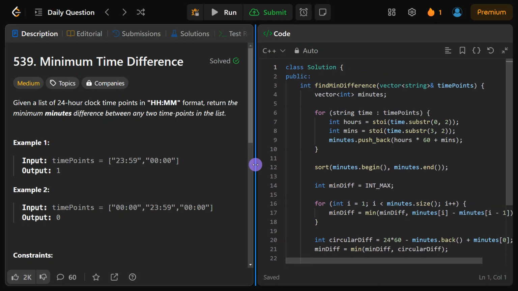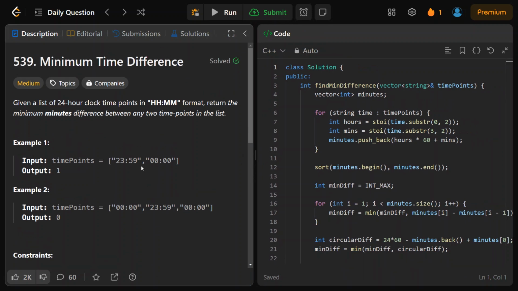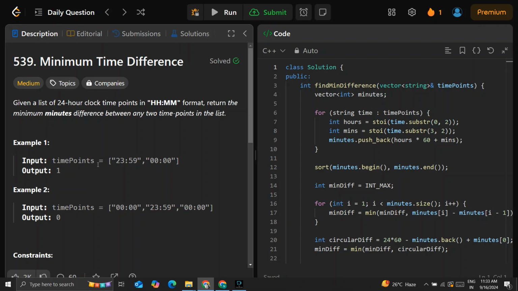So for solving this question, what would be our approach? Firstly, I will convert all these values into minutes. I will make another vector called minutes, and I will iterate through this time points, and on each iteration, I will convert this value into minutes and store it in the minutes vector. As you can see, I'm iterating through this time points vector.